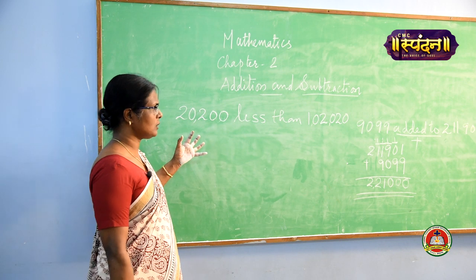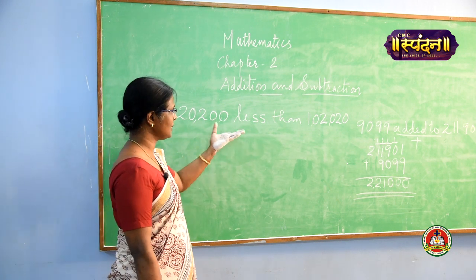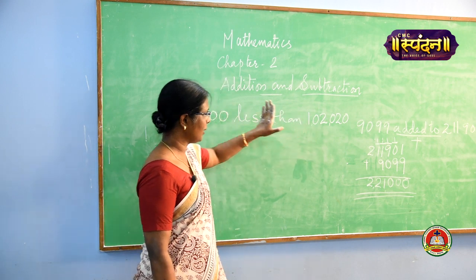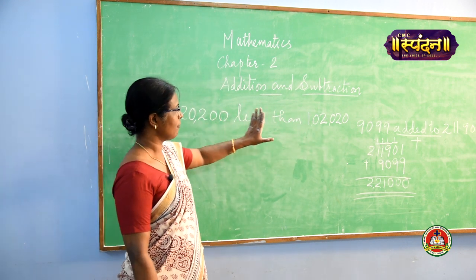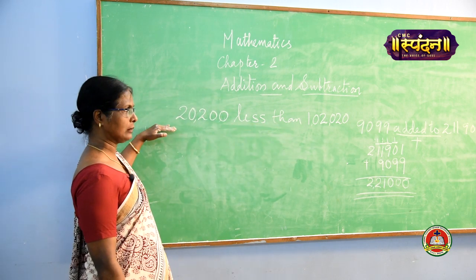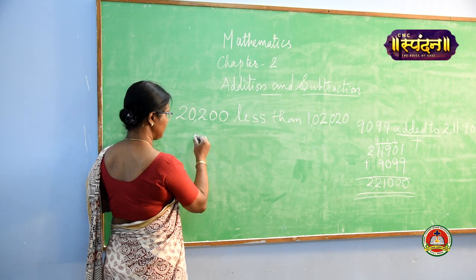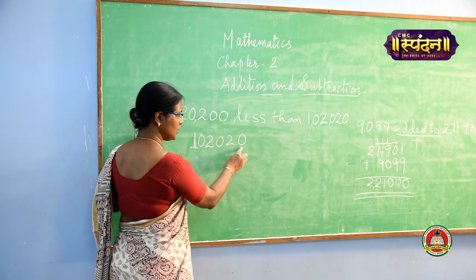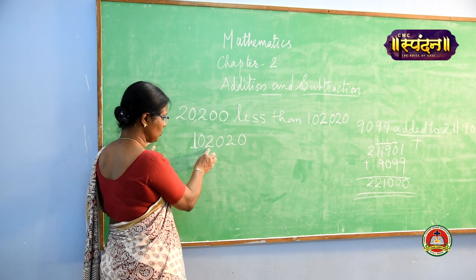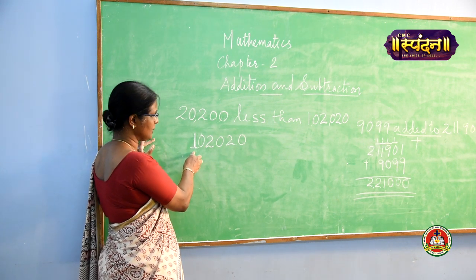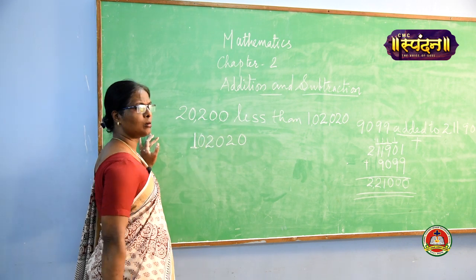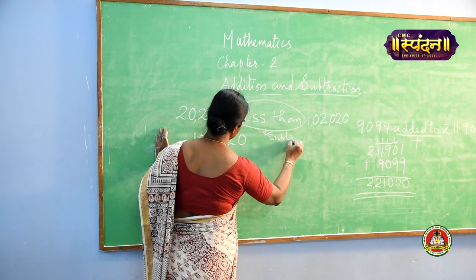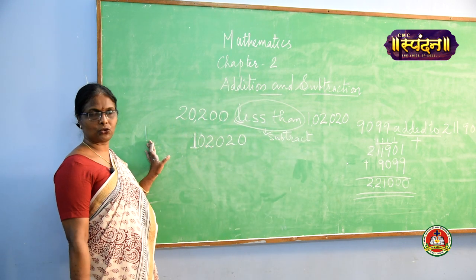This is the next sum. Here also it is not properly given whether you have to add or subtract, but a statement is given, "less than". Here "less than" means you have to subtract. That means from this number you have to subtract this much. So we write the first number, that is the bigger number, on the top. This is the minuend, 102,020. That means this 2 is in the ones place, tens, hundreds, thousands, ten thousands, lakhs. That means the number is 1 lakh 2020. Now the next number is 20,200. You have to subtract. Here the words "less than" come, that means from the bigger number you have to subtract the smaller number.